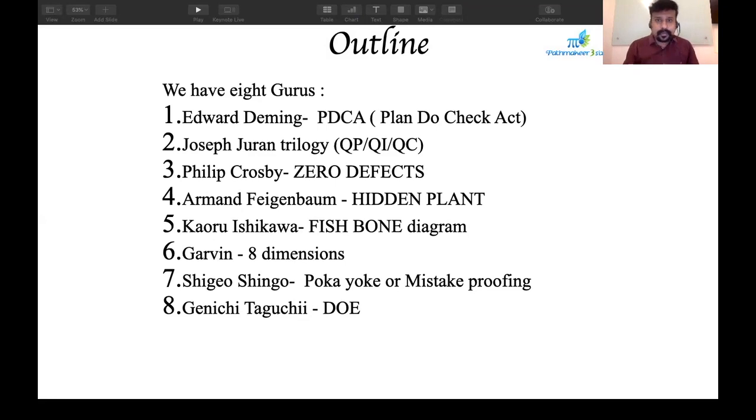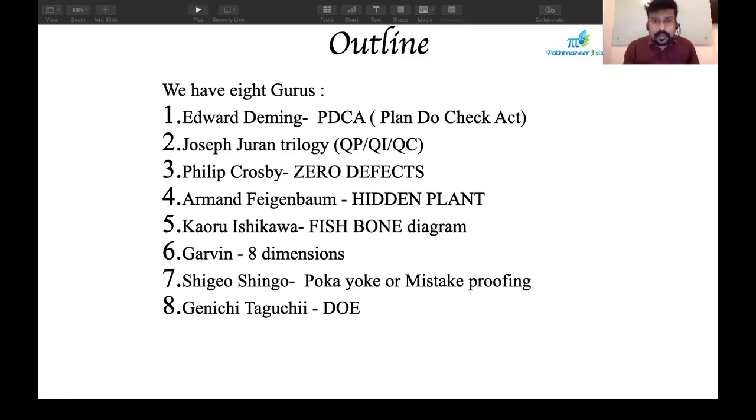Implementation of that plan. The third one, you have made a plan and you have implemented the plan. Am I doing according to the plan, or am I deviating away from the plan? Check it. That is what we are doing in check. The last one, when you check, do you find any deviations? Do you find any gaps? Act on those gaps. Very simple. Okay, this is PDCA. It is also called Deming's cycle.